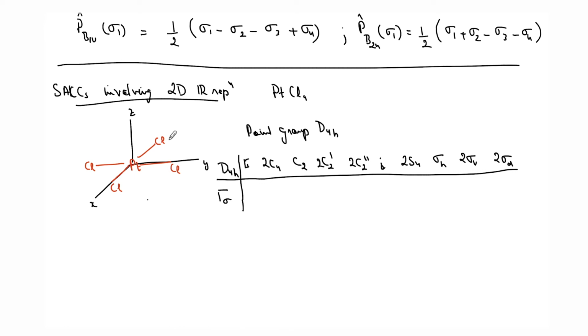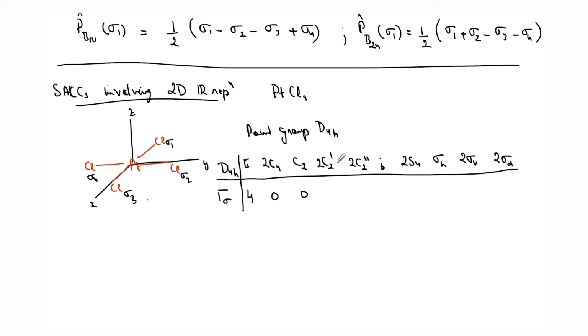Okay, I will label it as sigma 1, sigma 2, sigma 3, sigma 4. Now if I apply E, all 4 sigmas will remain at their position, so the character will be 4. If I apply C4, all 4 will change their position, so the character will be 0. If I apply C2 here, again all 4 will change. This C2 is collinear with C4, so sigma 1 goes to sigma 3 and sigma 2 goes to sigma 4, and so on. So under C2 also it is going to be 0.